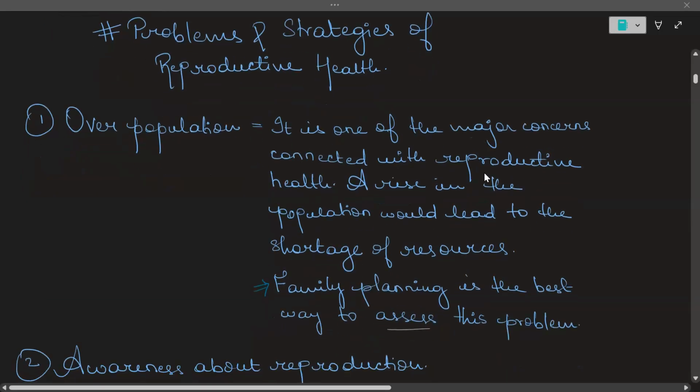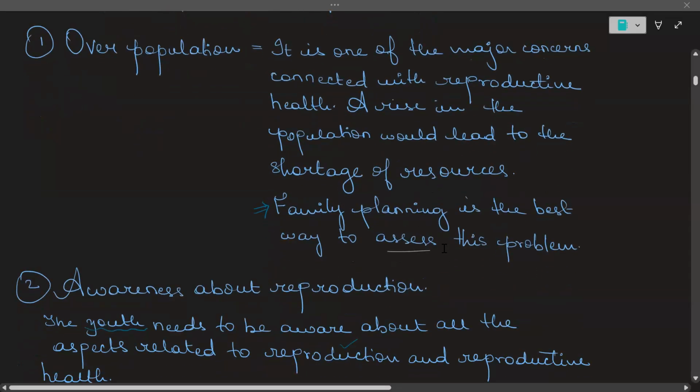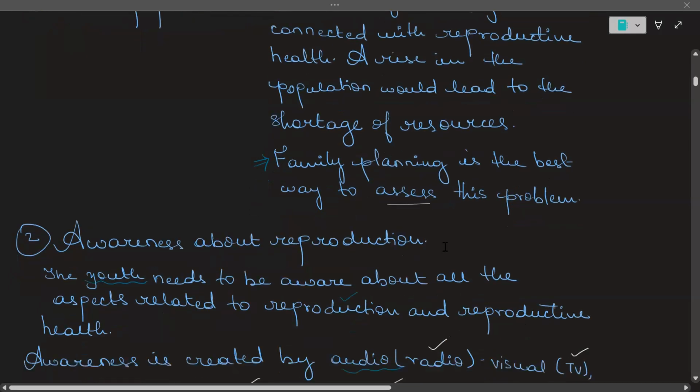It is one of the major concerns connected with reproductive health, because we know that when every single couple starts having more than 2 kids, then obviously the number of individuals in the world will start increasing, which will be very detrimental as far as the resources are concerned. No one will get enough food to eat, enough space to live, and all of that. Family planning is the best way to solve this problem of overpopulation.